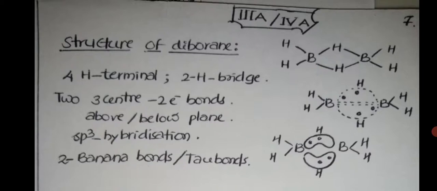The structure of diborane is again important. Here 2 boron atoms are in the plane, 4 hydrogens are in the plane, 1 hydrogen is above the plane, 1 hydrogen below the plane. Those 2 hydrogens form banana bonds. That bonding is also called 3 center 2 electron bonds, or tau bonds. Banana bonds are tau bonds above the plane and below the plane.